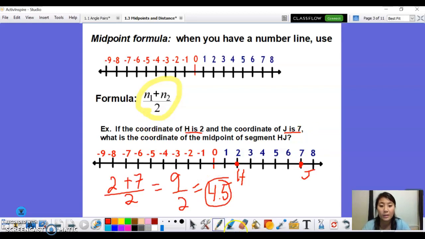So that's the midpoint here. So the midpoint on the actual graph is going to be right about there. And if you look at it, it does look like the midpoint. So if you need time to copy this down, go ahead and do so, but please make sure you have this part in your notes.